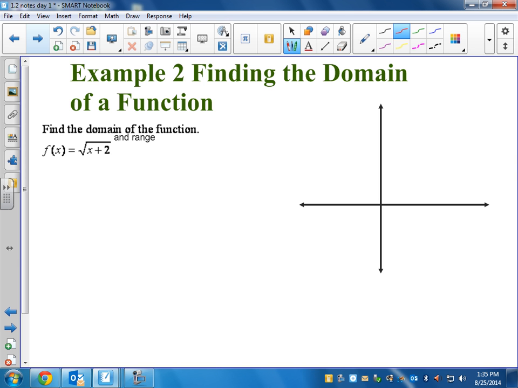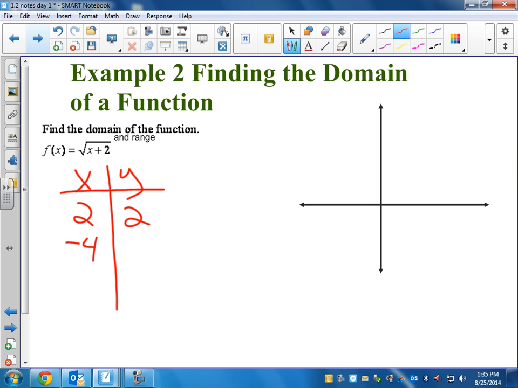Does anybody remember what a square root graph looks like? And if not, that's okay. We'll pick some points. What would be a good x value to pick for this one? 2 is a great number, because 2 plus 2 is 4, and the square root of 4 is 2. What else do you want to pick? Negative 4. Negative 4 gives me the square root of negative 2.